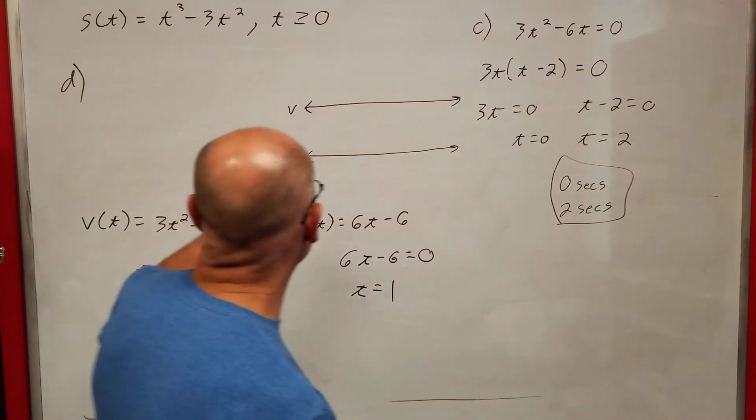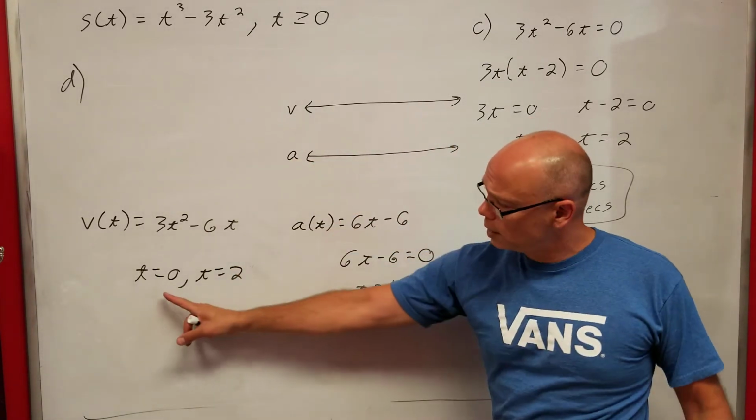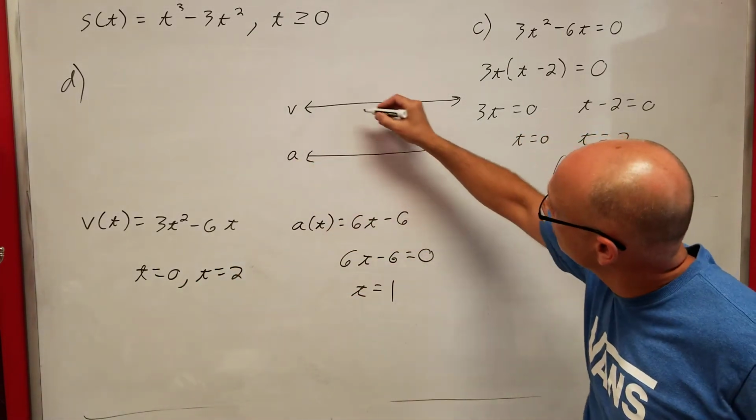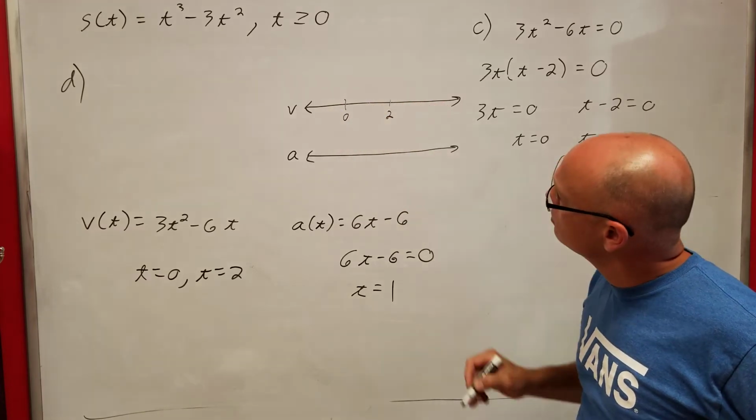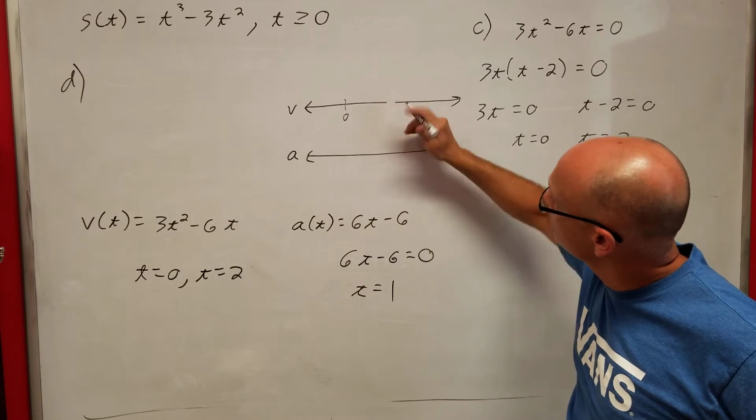So what I'm going to do is take my velocity function and plot 0 and 2 on my number line. Actually, let me space that out a little more.